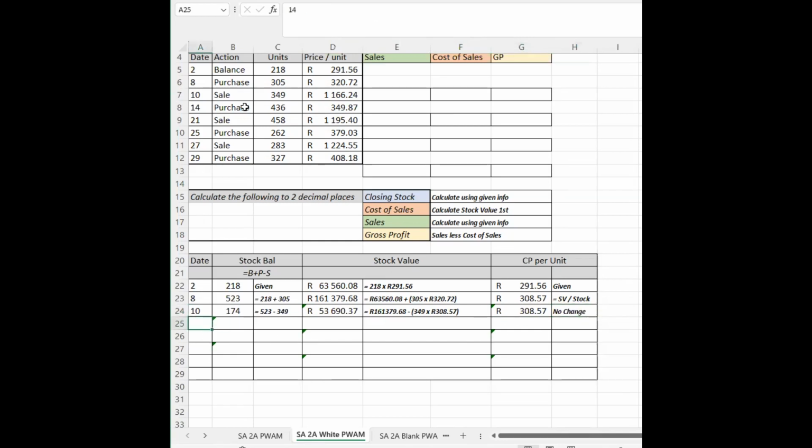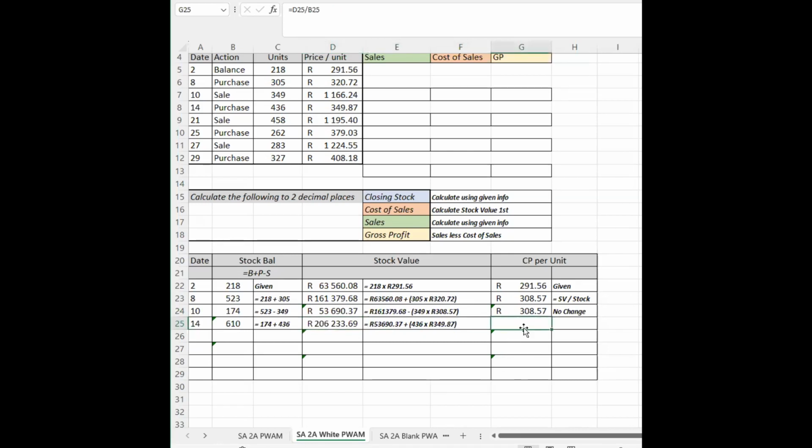Then on the 14th, what we do is we purchase another 436 units. We add that to the 174, and we are now sitting with 610 units. We can calculate the stock value again. We know that we had stock to the value of 53,690. Now we are going to add the stock value of the 436 that we bought at almost 350 rand, and our new stock value is 206.